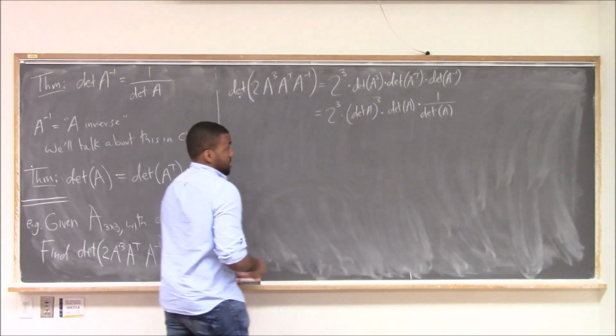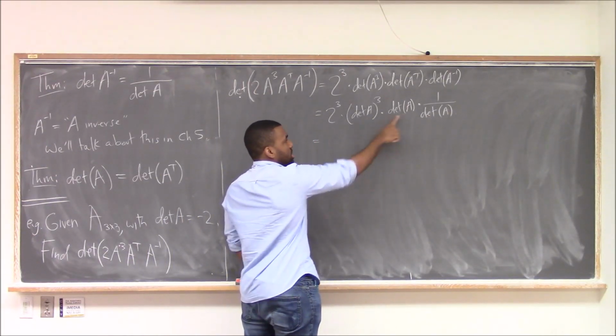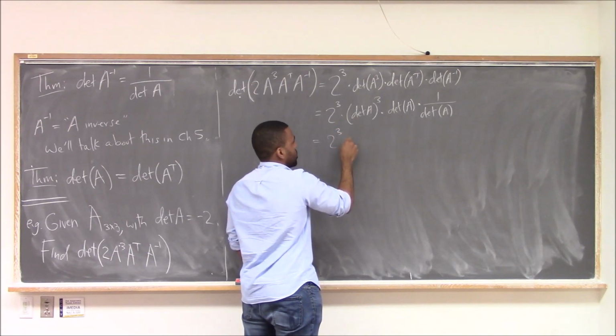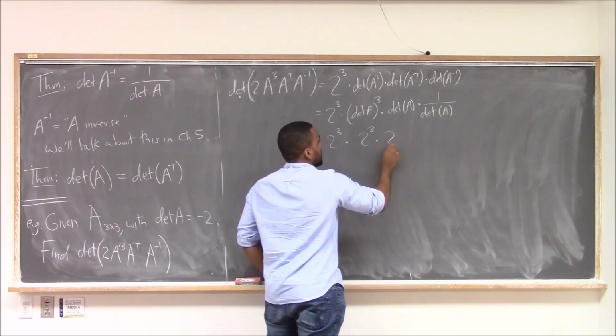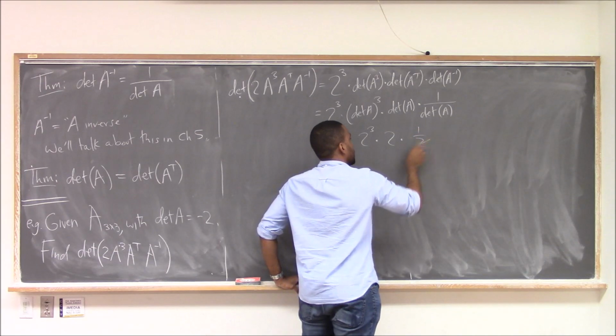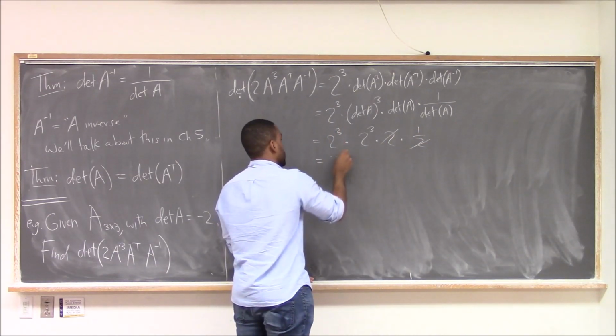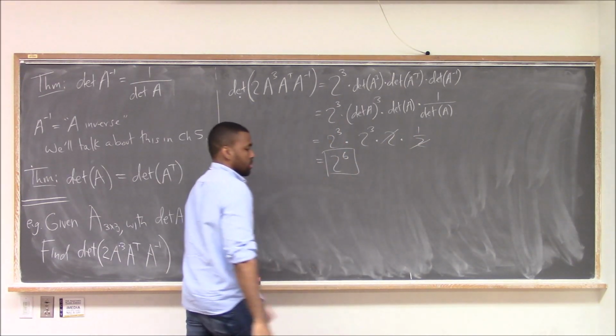And so finally the answer is going to be, now these are just numbers, so the rest of it is arithmetic. That's 2 cubed times 2 cubed times 2 times 1 over 2. And that would of course cancel, so that's 2 to the 6, which I believe is 64.